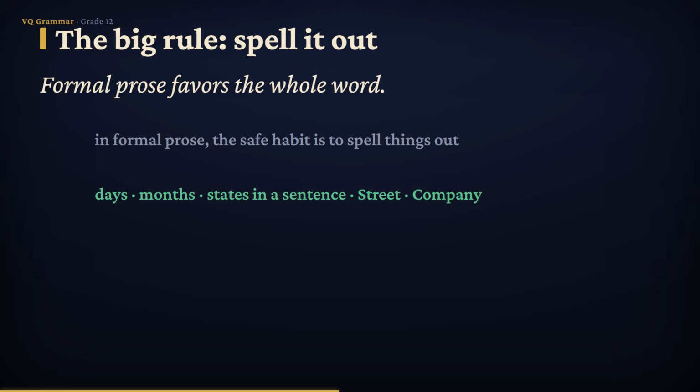Name a state in a running sentence rather than shrinking it. And use the whole words street and company instead of their abbreviations. We met on Elm Street in early September, not Elm St. in early Sept. And don't reach for the ampersand, that little and symbol, in formal writing either.